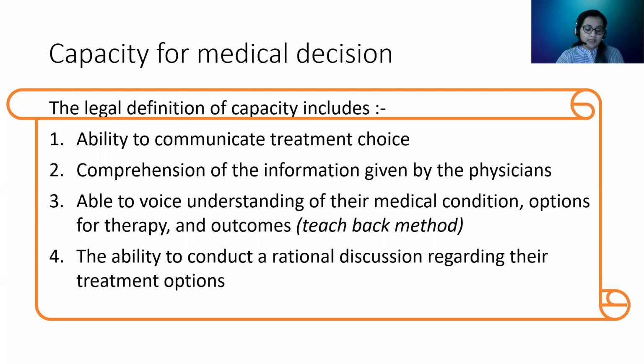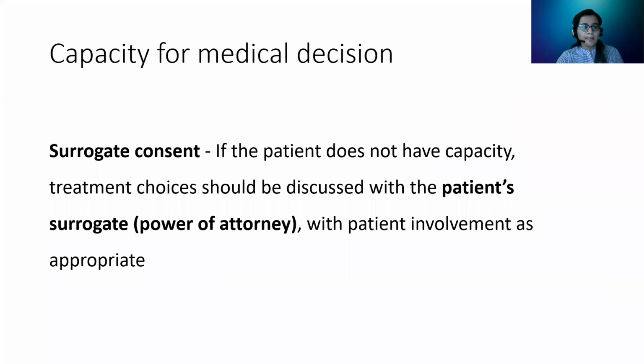This can be better assessed by the teach-back method, where we can ask the patient to communicate back information about their diagnosis, treatment plan, and potential risk of treatment. Last is the ability to conduct a rational discussion regarding the treatment options. In case the patient does not have capacity, treatment choices should be discussed with the patient's surrogate, with patient involvement as appropriate.